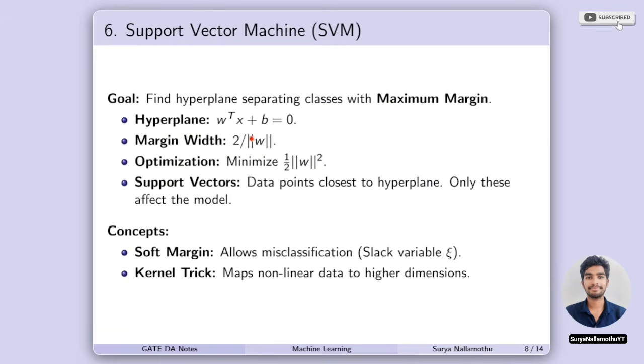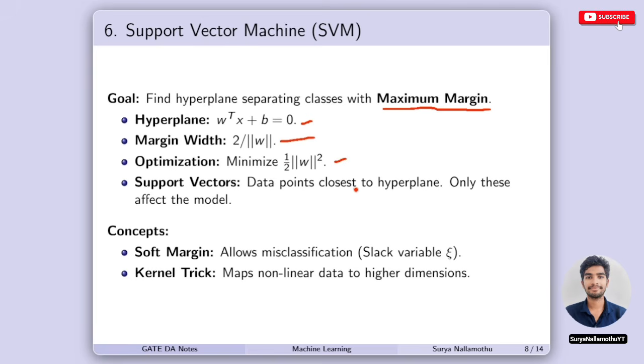Next, support vector machines. Find a hyperplane separating classes with the maximum margin. So the support vector machine is helpful for maximizing the margin, separating the classes with maximum margin. The hyperplane condition formula becomes w transpose x plus b equals 0. The margin width formula becomes 2 by mod w. The optimization formula is to minimize 1 by 2 mod w whole square.